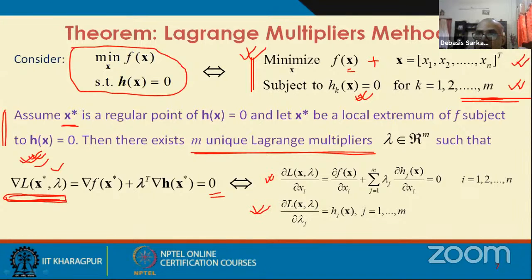So if you have n number of variables, we'll have del L del x i, i equal to 1 to n, equal to 0. Similarly, del L del lambda j, where j equal to 1 to m, equal to this h j, but this will be equal to 0 basically because h is equal to 0.